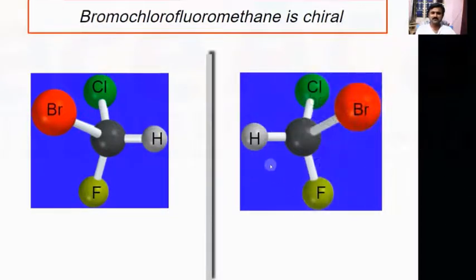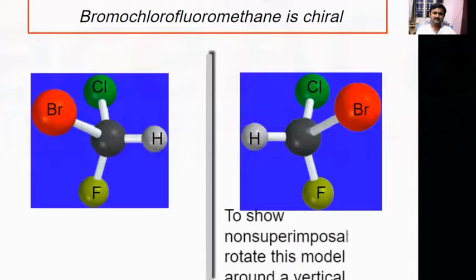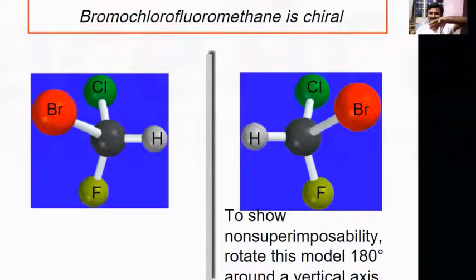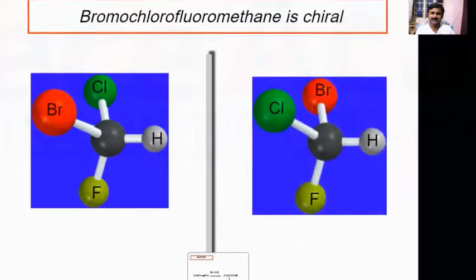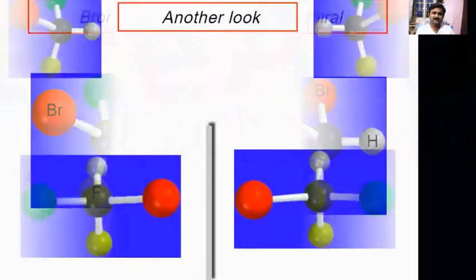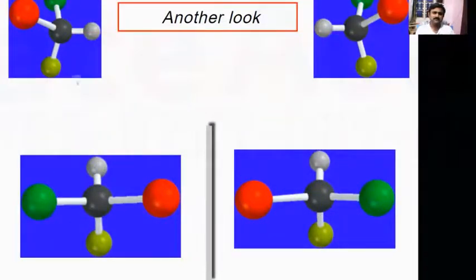See here, if we put a mirror, it cannot be superimposed. To show non-superimposability, rotate this model 180 degrees around the vertical axis. Then you'll get it like this. This is the point. And see another look. We have another look for this molecule. It will be observed like this.